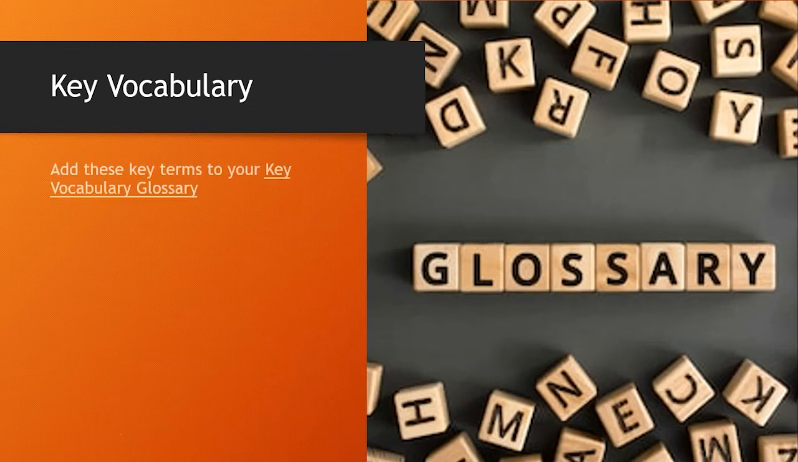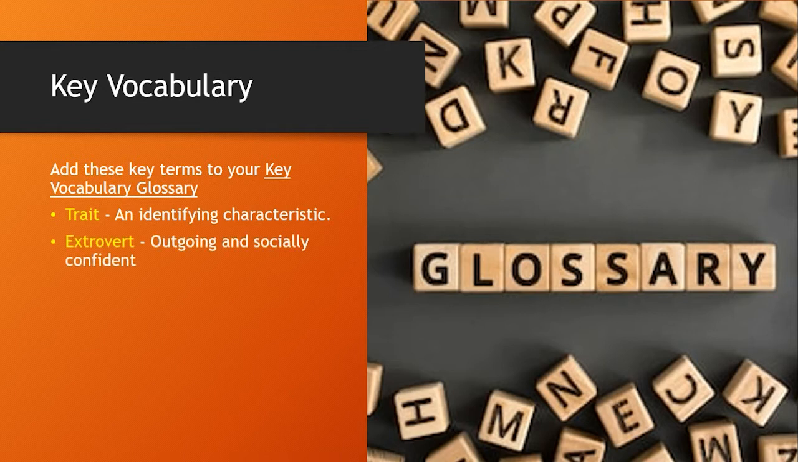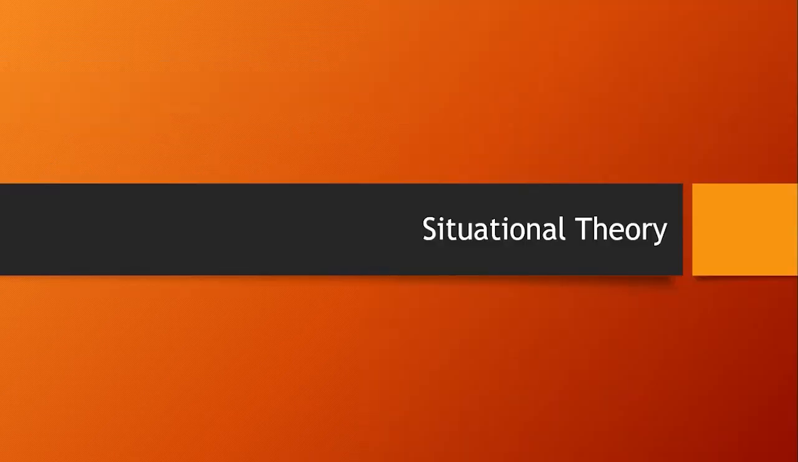Some key vocabulary from this: a trait is an identifying characteristic. Extrovert is outgoing and socially confident. Introvert is shy and quiet.